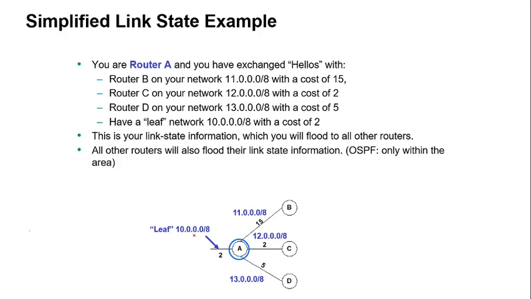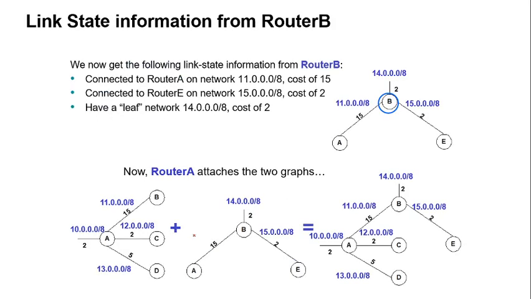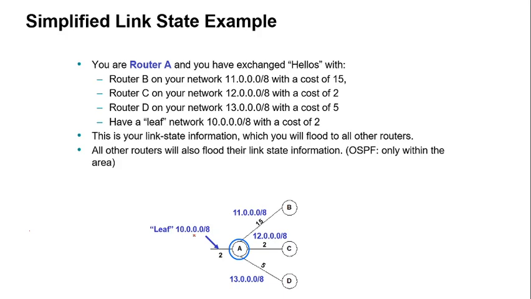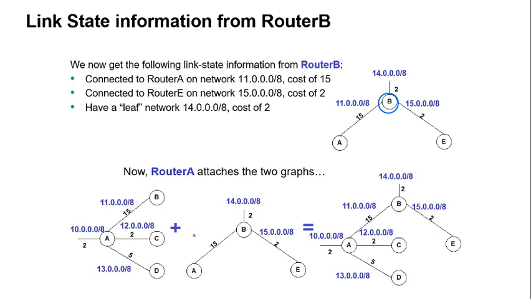Now see how the next router is B. We will find the next information from B. Now B will get the information from the connected router A and from the other connected router E, which is directly connected, and it will say that I have a leaf of this as well. So this information will be received by A, and now A will attach its graph to B's graph as well.